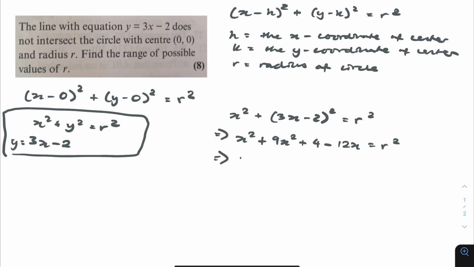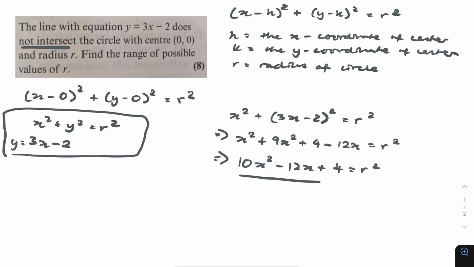And so 10x squared minus 12x plus 4 is equal to r squared. Now at this point, you must be thinking, oh, we can just use the quadratic formula and find the values of x, but they want us to find the values of r. And even if we do find the values of x that make this 0, we're not equating to 0, we're equating to r squared.